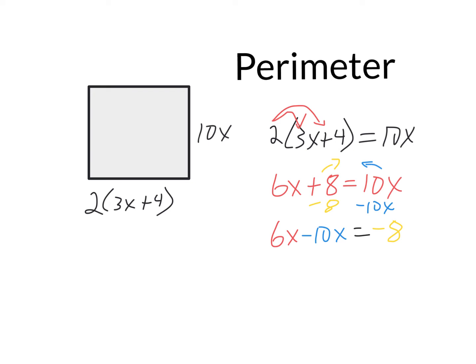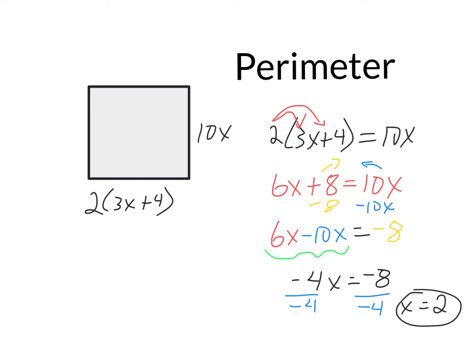All right, so now I can combine my like terms. 6x minus 10x is negative 4x, and then that equals negative 8. And then to finally solve for x, it's being multiplied by negative 4, so I'm going to use the inverse or the opposite operation and divide by negative 4. And when I divide by negative 4, I realize that x equals positive 2.